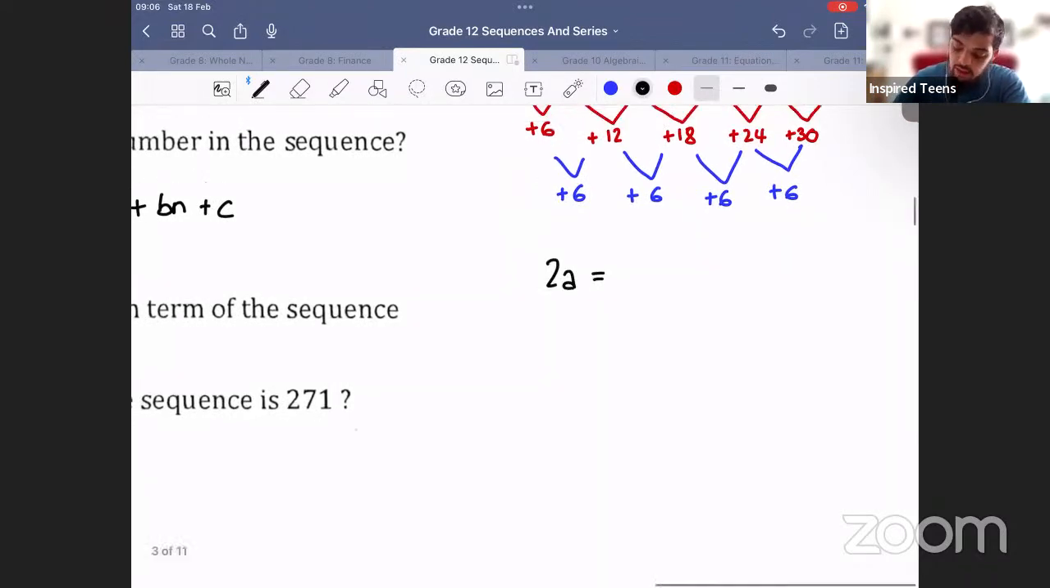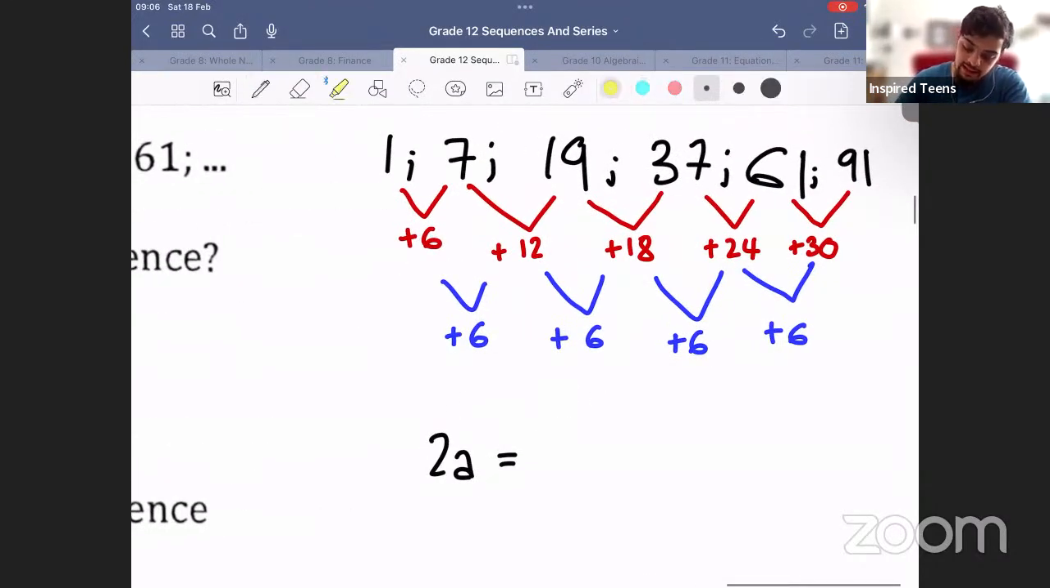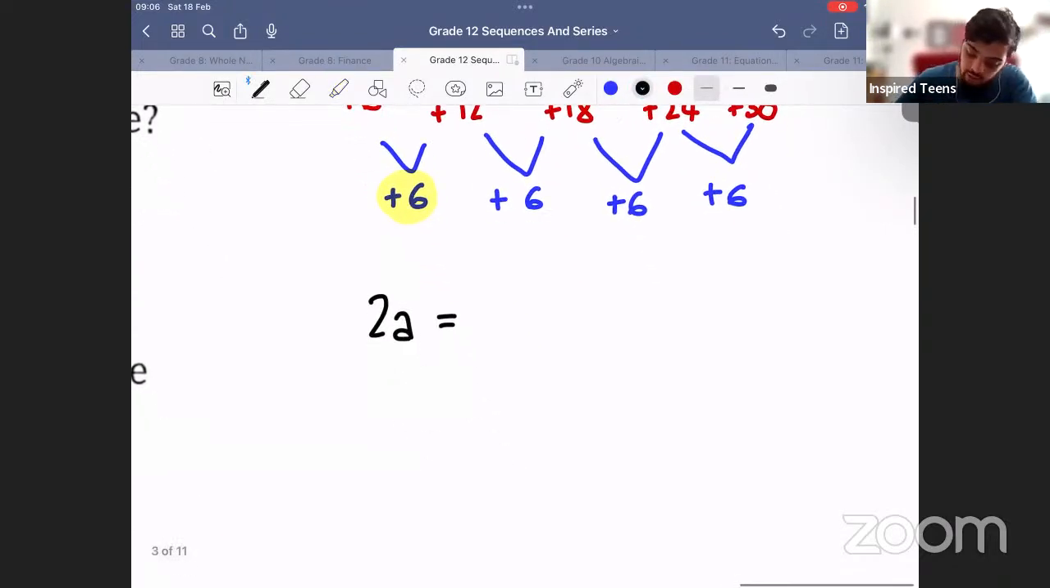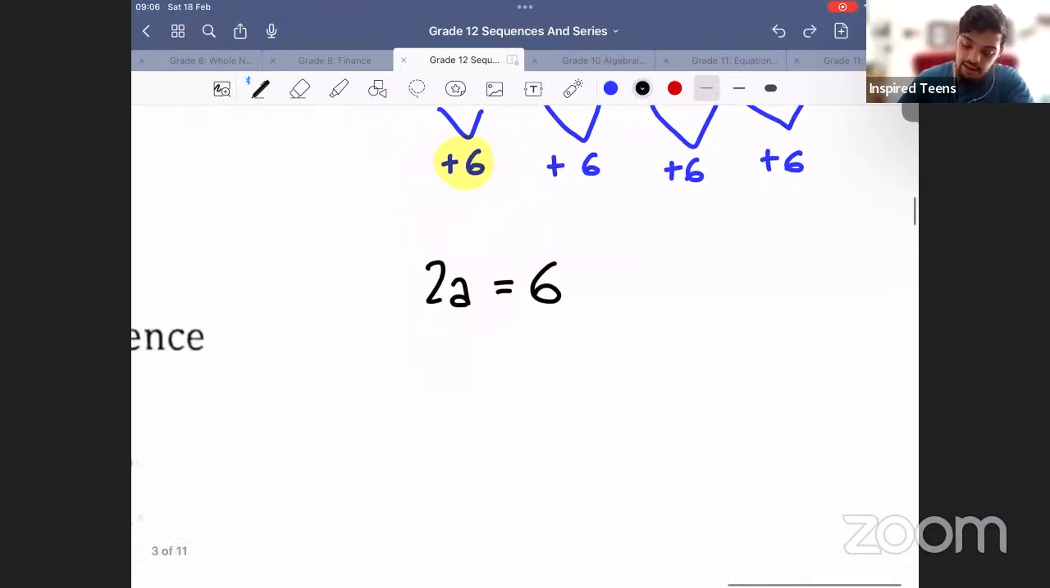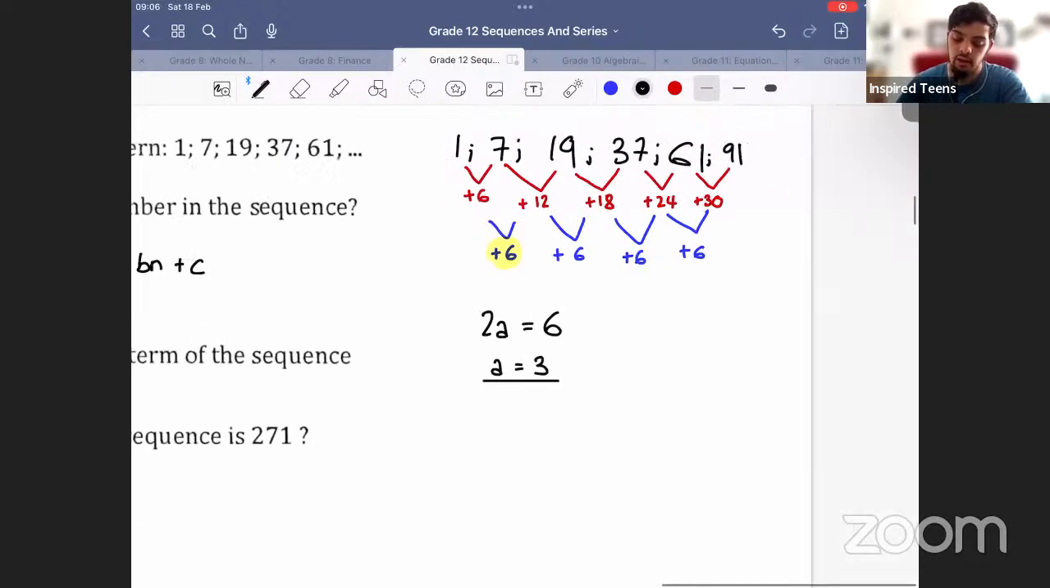2a is equal to, now our second difference in this case is 6. Okay, it's a constant second difference. So I am going to say 2a is equal to 6 and solve for a. I divide both sides by 2, or I take the 2 over as division, and I get a is equal to 3. Okay, a is now solved for.